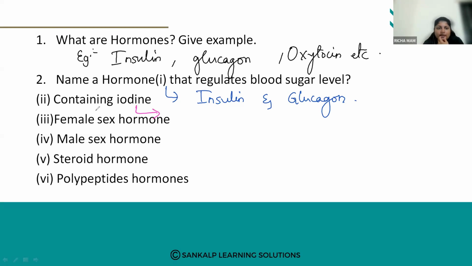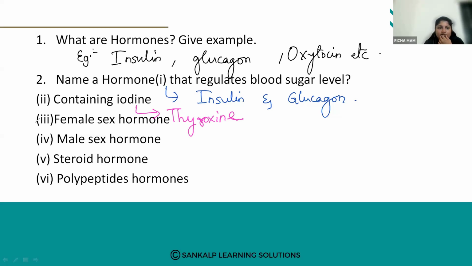Which is the hormone which is containing iodine? It is thyroxine. So the hormone which is containing iodine is thyroxine.